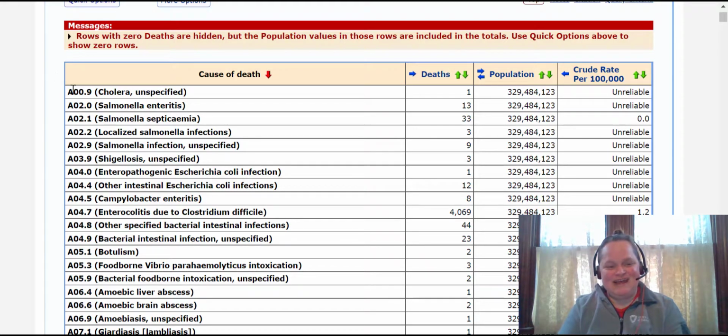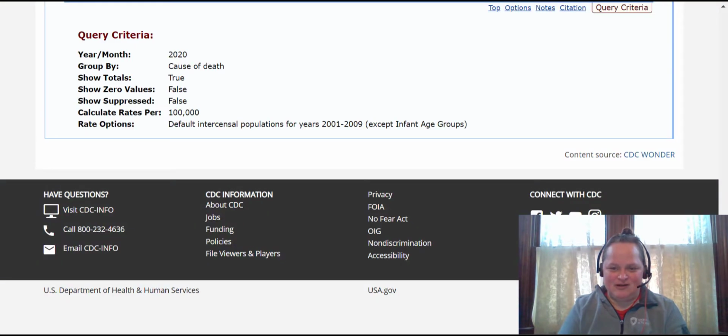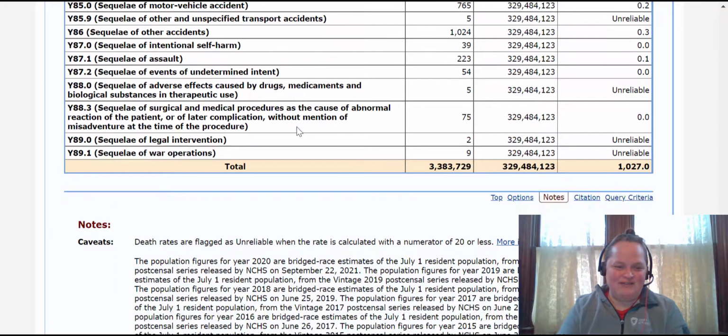And you'll see that it's in ABC order, alphanumeric order, A00.9, and I hope it's loaded up everything. It gives us the number of deaths, it gives us the code, and then in parentheses, kind of a description of it, number of deaths, population, and crude rate. I'm going to see if it's going to go all the way to the bottom. Okay. It goes all the way to Y. Okay. Sequelae of war operations.